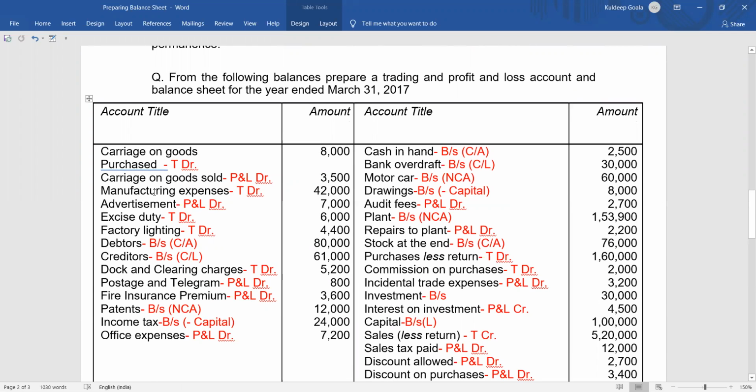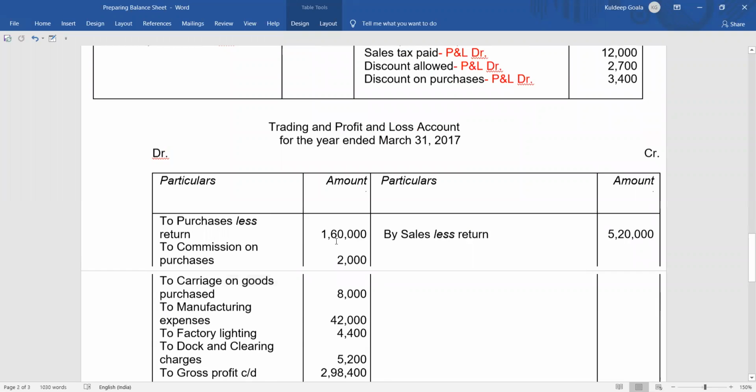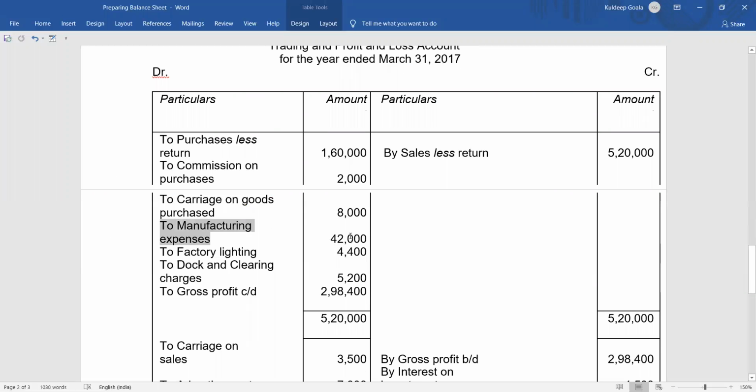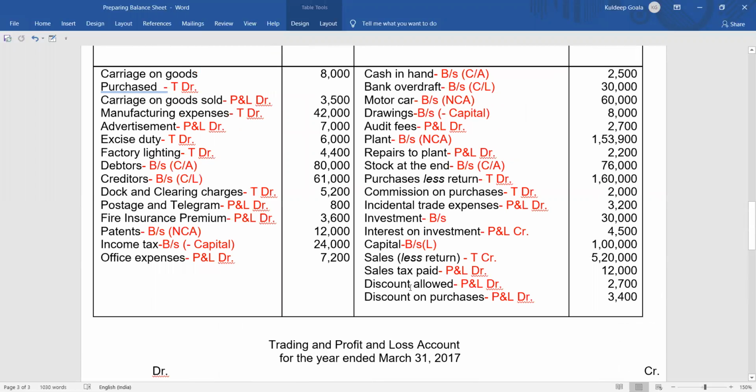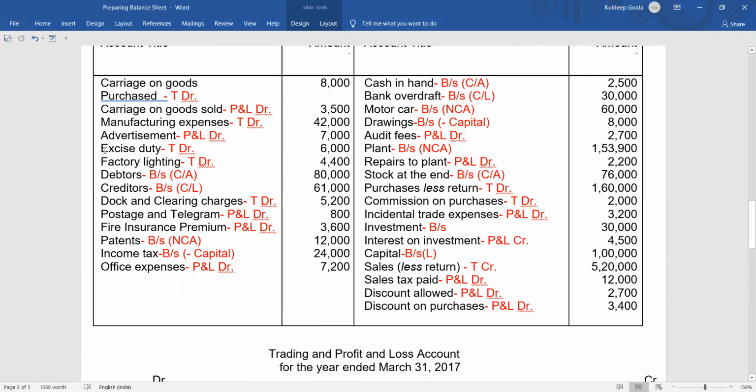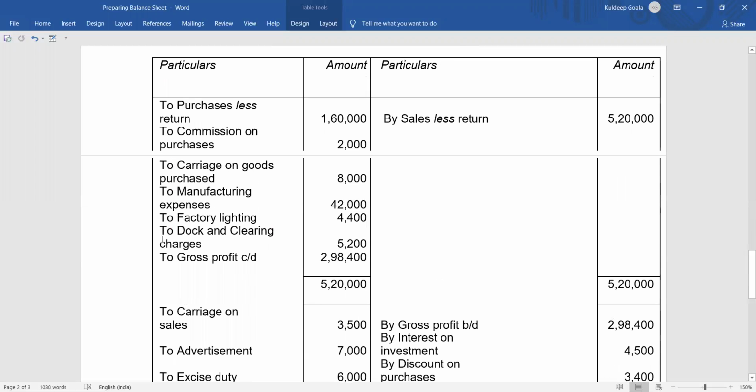Then comes the manufacturing expenses 42,000. So that will be followed by, after that, to manufacturing expenses 42,000. Clear? After that, the next item, just find out trading. Here is that excise duty 6,000 rupees. So it will also come here, to excise duties.